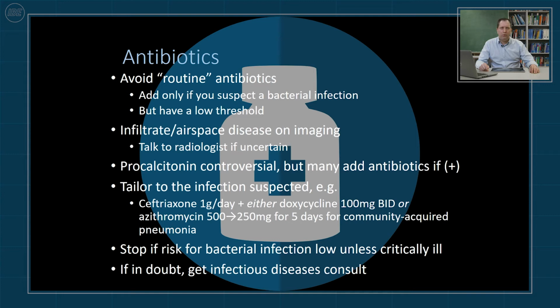For patients who have an infiltrate or atelectasis on imaging, consider treating pneumonia, for example, ceftriaxone with either doxycycline or azithromycin for community-acquired pneumonia. Procalcitonin alone is controversial, but many have an even lower threshold for antibiotics if it's positive. Do stop if the risk of bacterial infection is low unless the patient is critically ill. And if in doubt, of course, you can always get an infectious diseases consult.